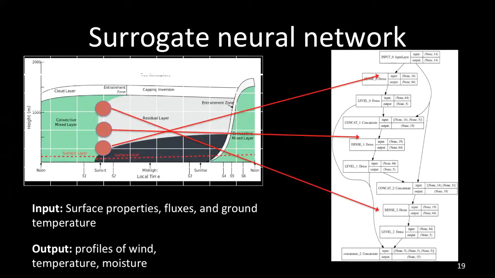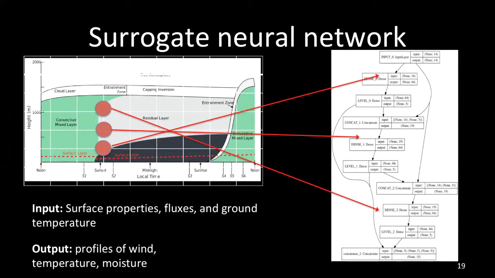But our goal was to develop a neural net that closely mimics what the physics is all about. What you see here is a neural network architecture that we developed. The input layer takes surface properties, fluxes, and ground temperature, and is connected to an MLP, a multi-layer perceptron, with certain dense layers. Then the output is the profiles of the wind, temperature, and moisture. So this one corresponds to this one.